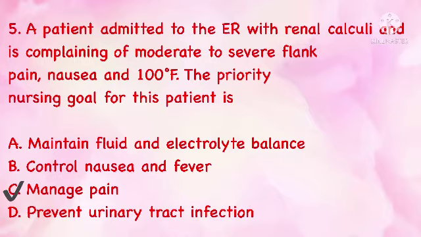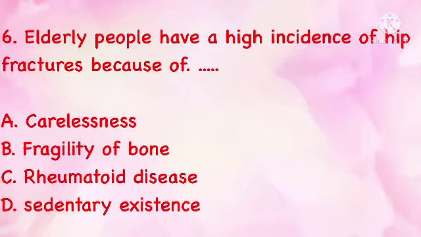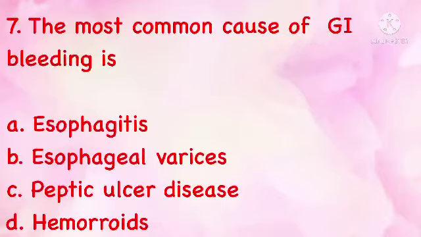Manage pain. Elderly people have a high incidence of hip fractures because of carelessness, fragility of bone, rheumatic disease, sedentary existence. And the correct answer is B. Fragility of bone. The most common cause of GI bleeding is esophagitis, esophageal varices, peptic ulcer disease, hemorrhoids. The correct answer is C.